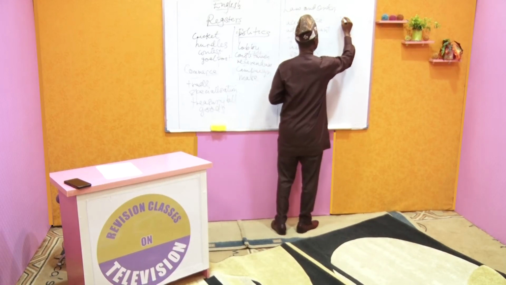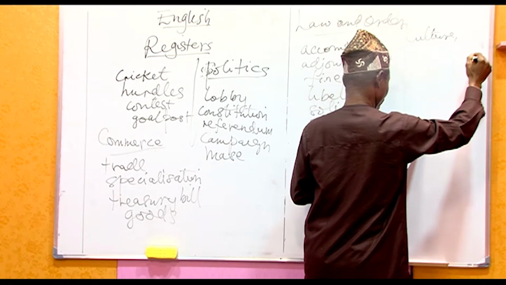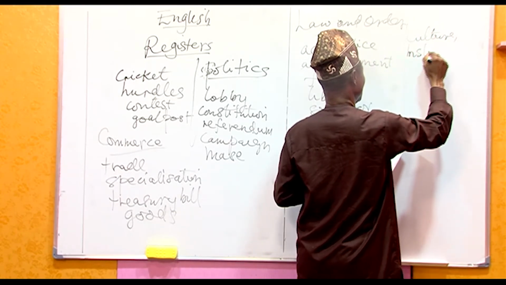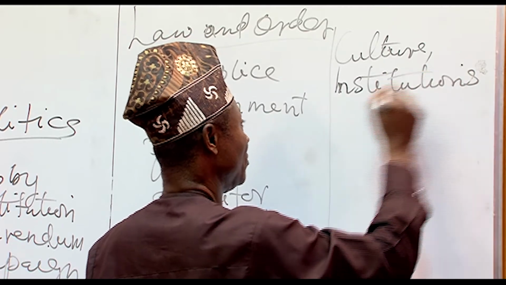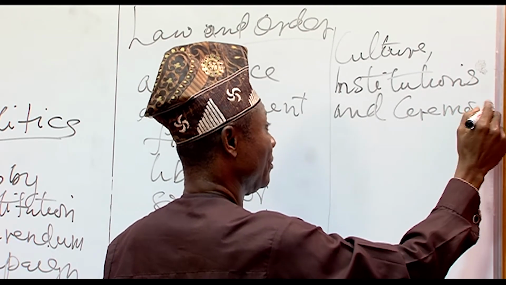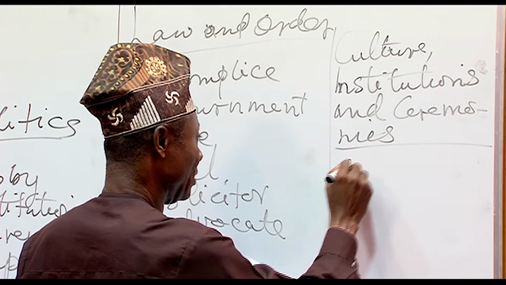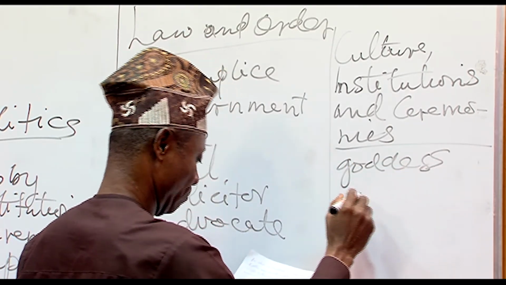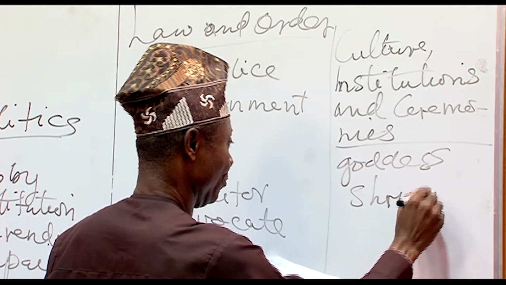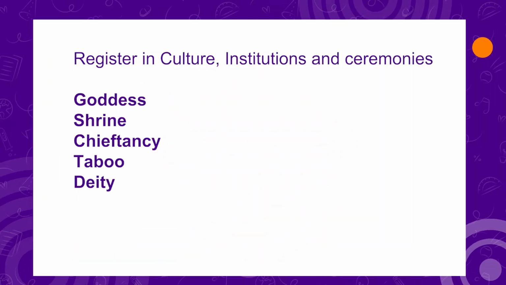The last but not the least is in the area of culture, institutions, and ceremonies. Under here we have words like goddess, shrine, chieftaincy, taboo, and deities.